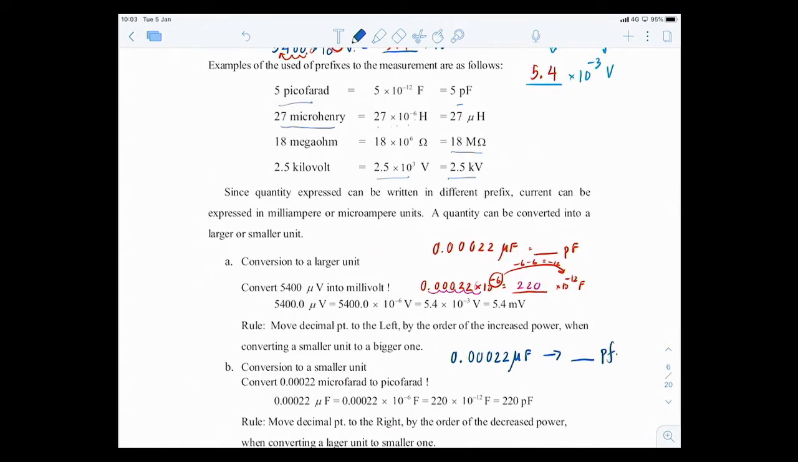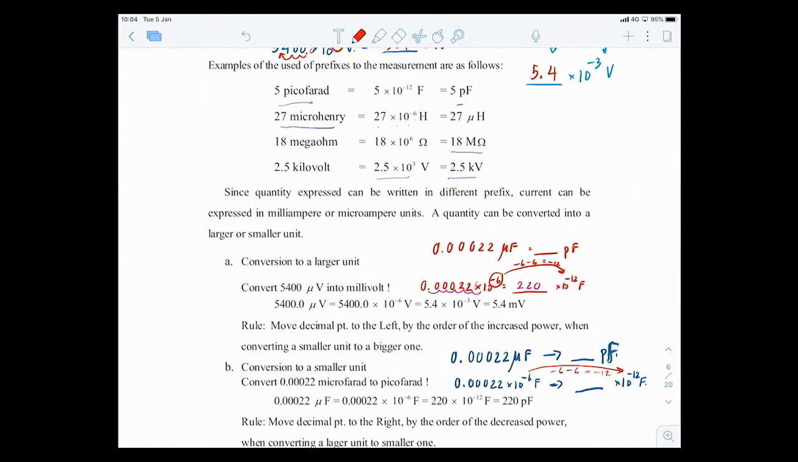So therefore, I'm going to write that as 0.00022 times 10 to the minus 6 farad, and I want to change it to something times 10 to the minus 12 farad, like this. If I look at the power of 10, if I want to change from minus 6 into minus 12, I have to subtract 6 to get minus 12. So I reduce my order by 6. So therefore, for the values, I have to increase it by 6 orders also.